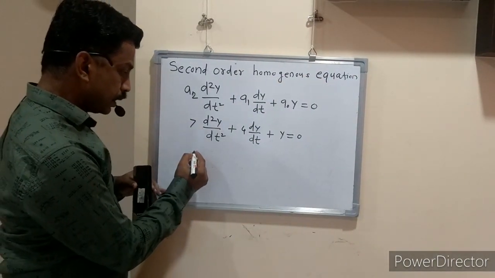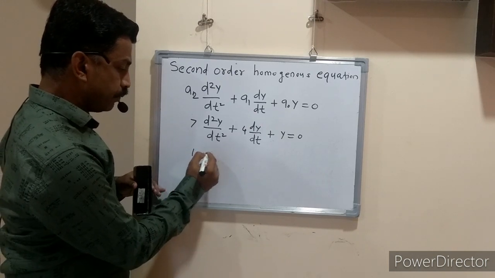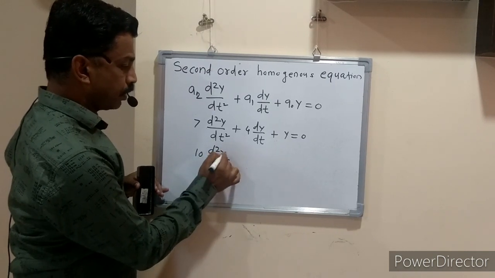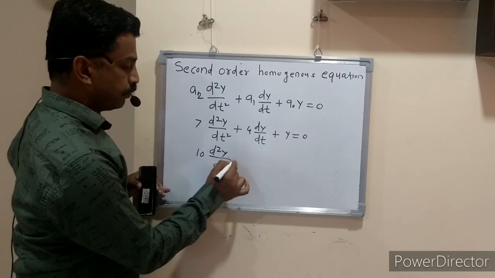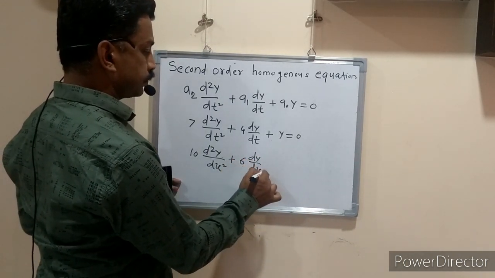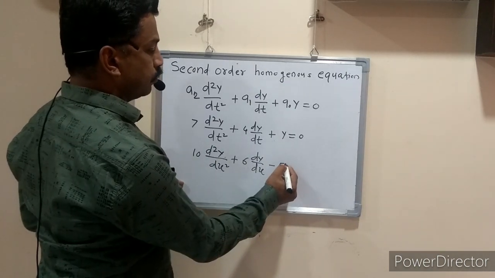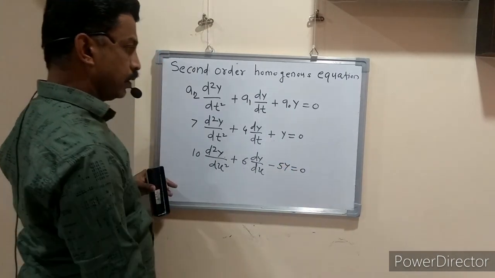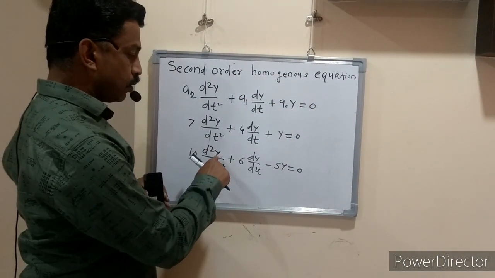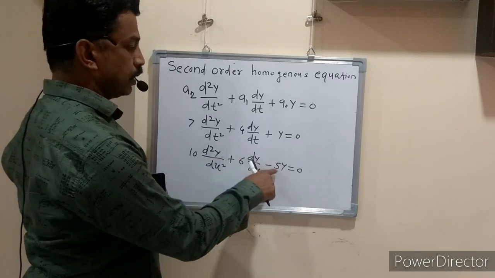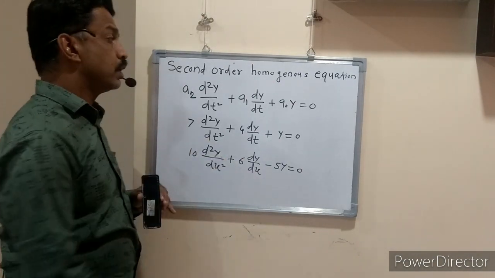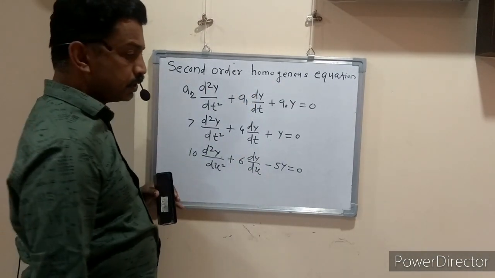Now we can take one another example. Suppose we say 10 d2y by dx square plus 6 dy by dx minus 5y equal to 0. So this equation is also known as second order homogeneous equation. Why? Because the dependent term y is present here, here and here, therefore it is known as homogeneous, and the highest derivative is 2, so it is known as second order homogeneous equation.